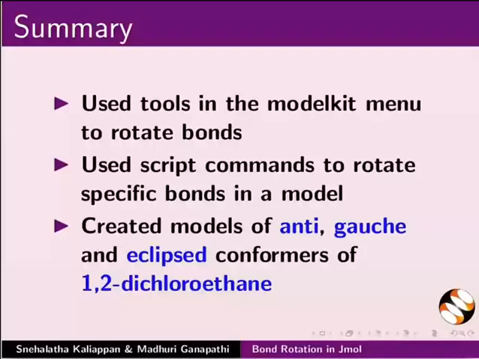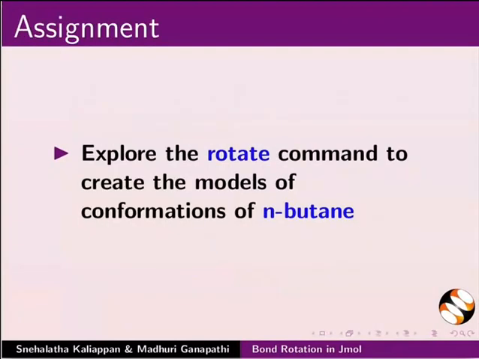Let us summarize what we have learned. In this tutorial, we have used tools in the Model Kit menu to rotate bonds, used script commands to rotate specific bonds in a model, created models of anti, gauche and eclipsed conformers of 1,2-dichloroethane. As an assignment, explore the rotate command to create the models of conformations of N-butane.